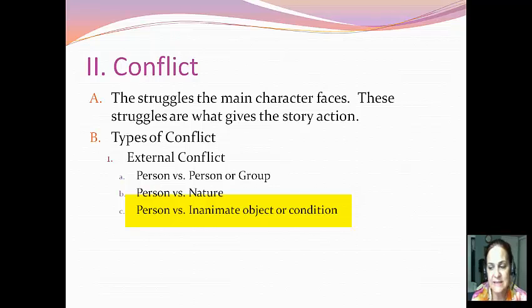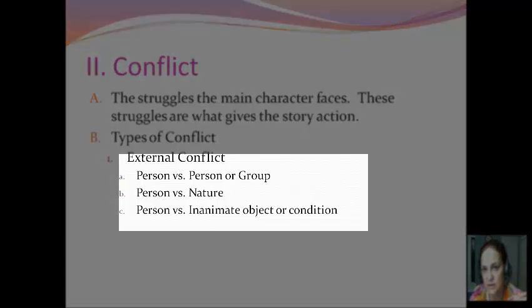Person versus condition. A person who deals with a terminal illness or cancer, or for some reason has lost an arm or a leg. That would be a person versus a condition. Something that they're having to deal with that is a sickness or a disability. Okay, so these are our external conflicts. Person versus person or group, person versus nature, and person versus inanimate object or condition.